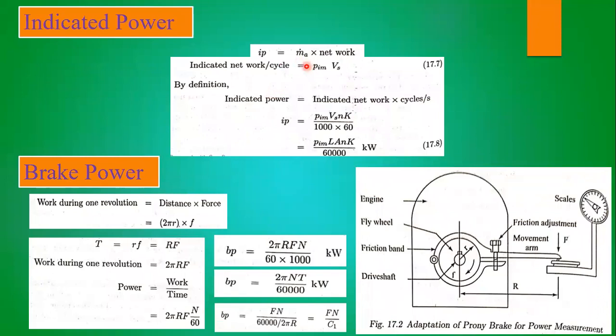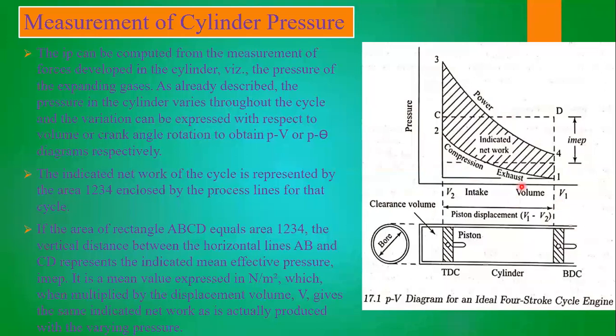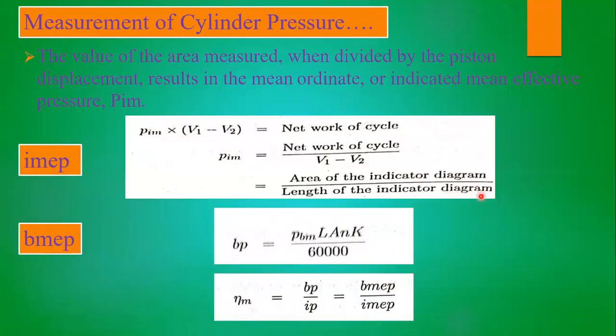So how can we find it? The indicated power is one method, and on this basis we can also find out the indicated power with the help of indicated mean effective pressure. So how to measure indicated mean effective pressure, we have already seen with the help of this diagram, and with the help of a planimeter we are going to find out the area, and by that we can get the network of the cycle.